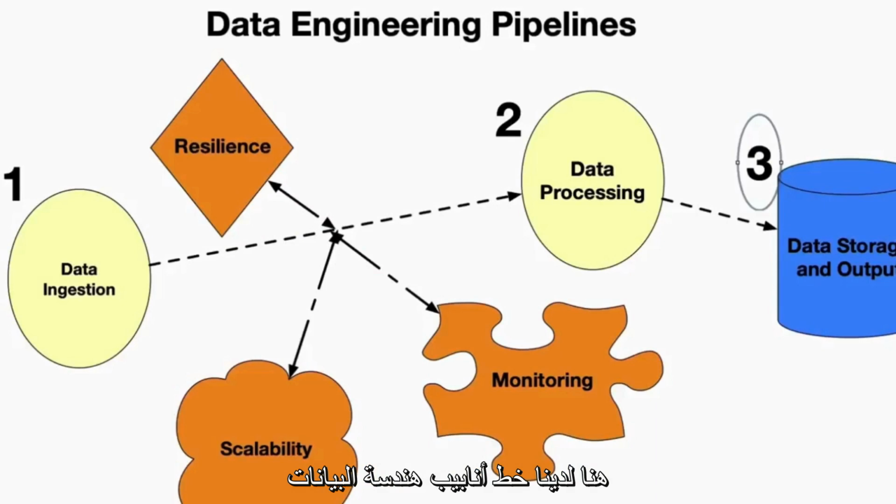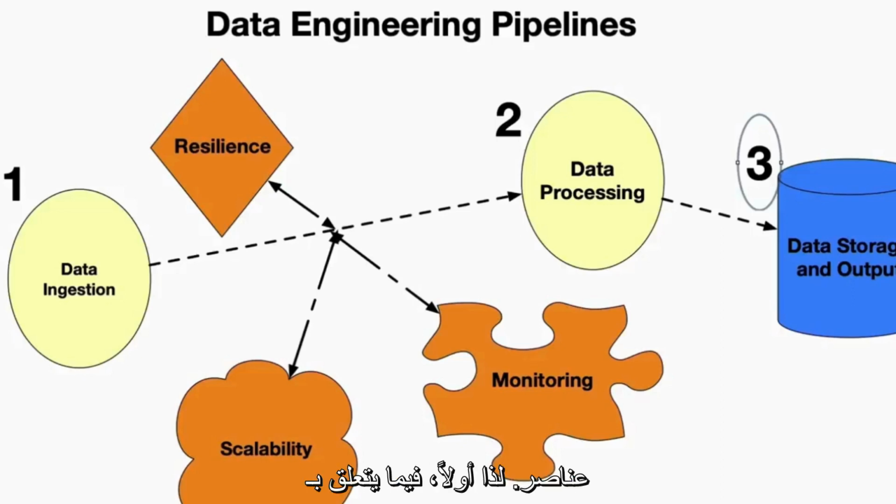Here we have a data engineering pipelines diagram where I've been able to whittle things down to really three different components of a data engineering pipeline. First up, we have data ingestion. Second up, data processing. Third, data storage. So these are really the uniform aspects of a data engineering pipeline that are always present. The orange items here, resilience, scalability, monitoring, these are components that are really persistent and that they're going to be a part of any data engineering pipeline that goes into production. So let's go ahead and talk through each of these components.